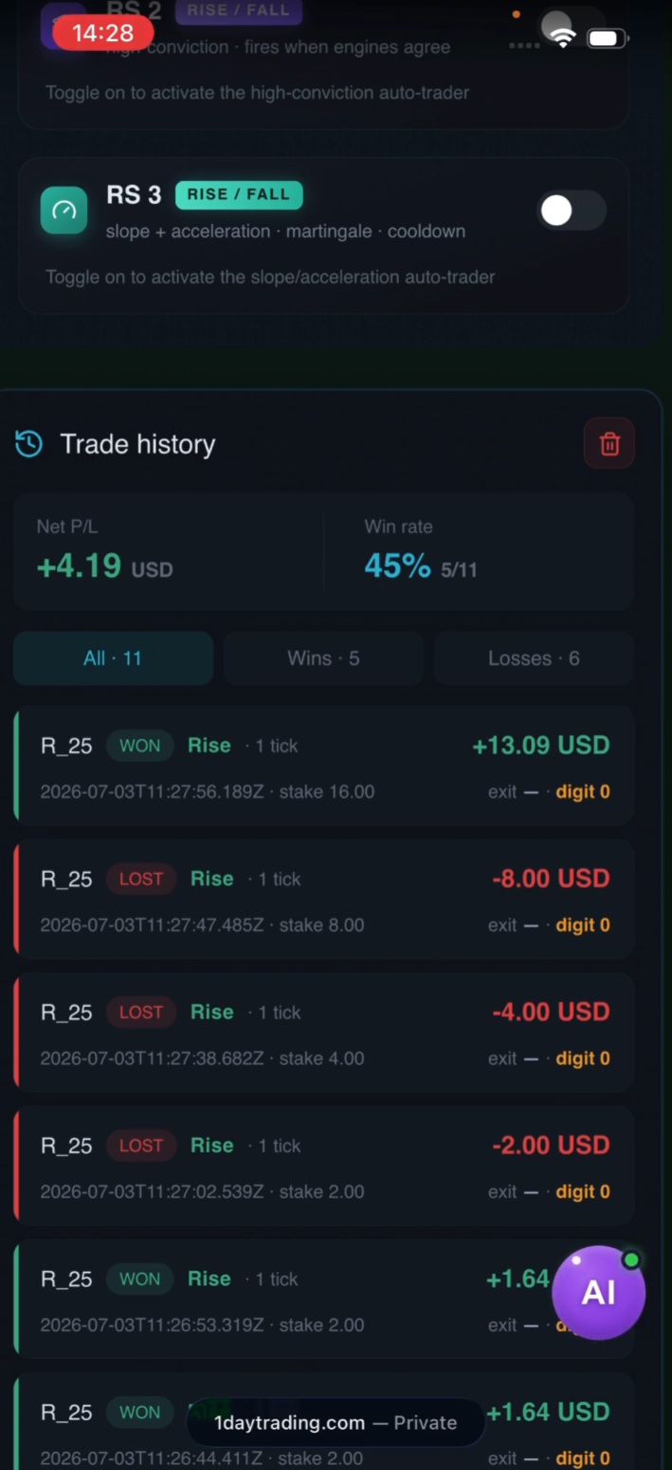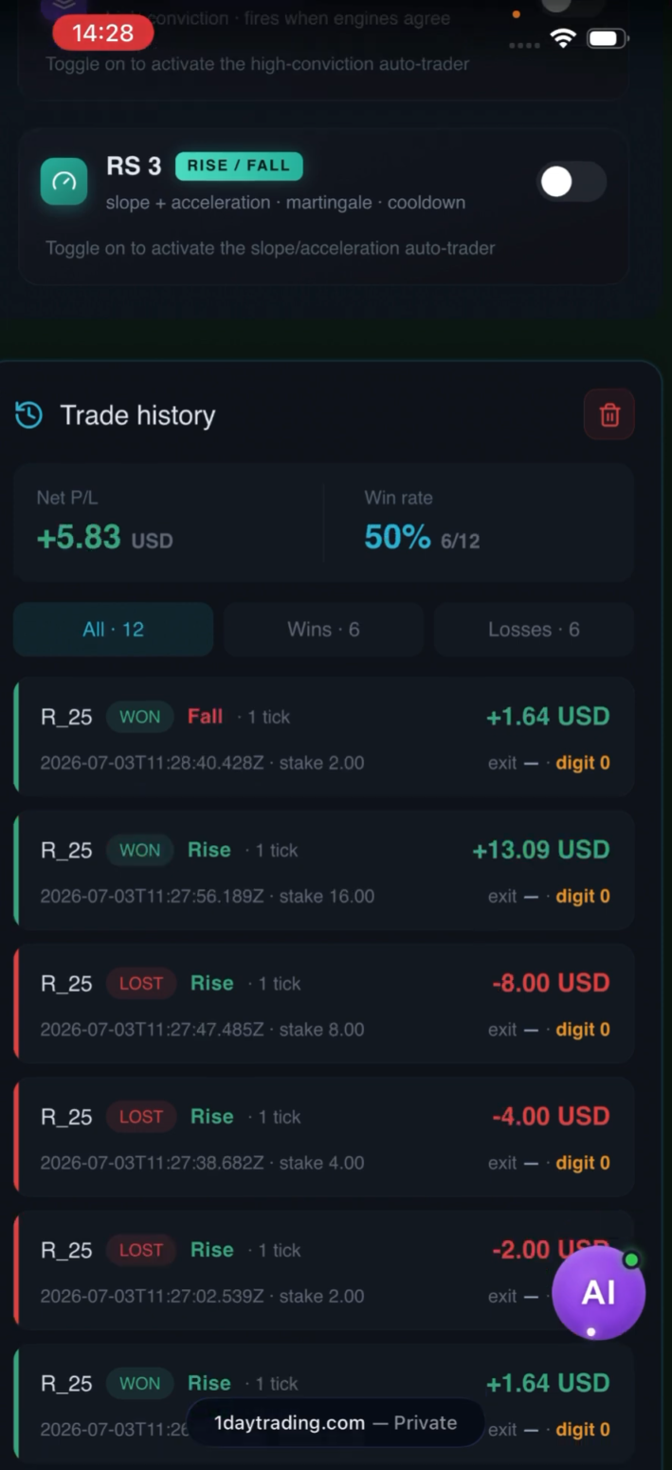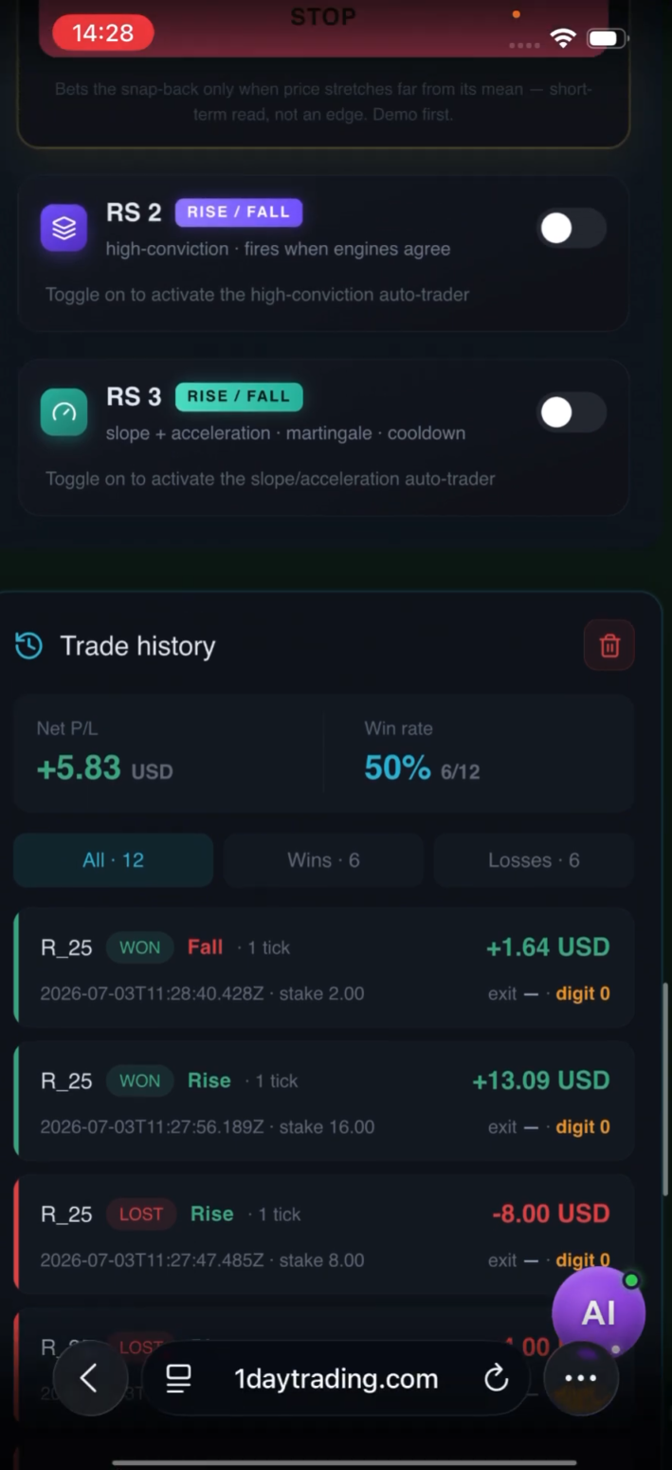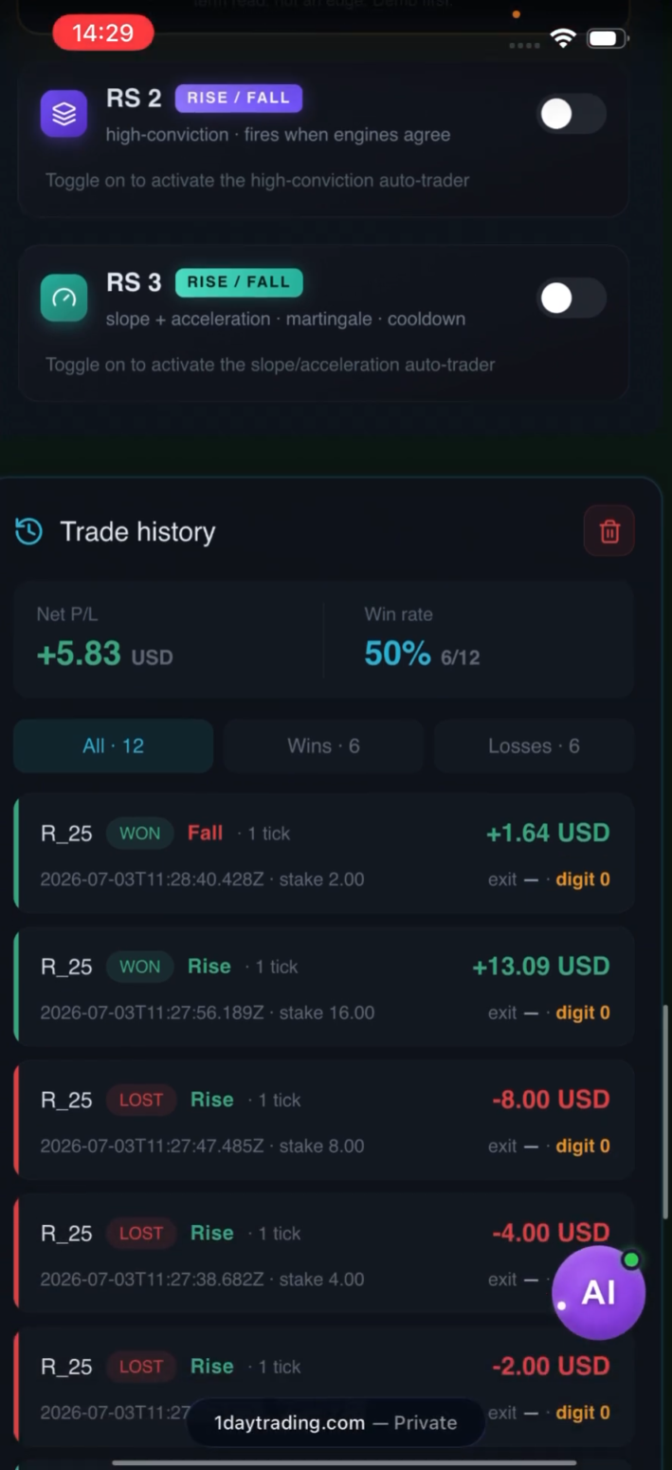So you can see here there was a streak of rise, rise, rise, rise, rise. The reason being it was seeing an opportunity of entering a rise. After that it has picked a fall, so that is an opportunity of a fall. Currently at 5.83, it doesn't matter as long as you end up winning and not losing. It doesn't matter how many minutes it takes to execute its trade.